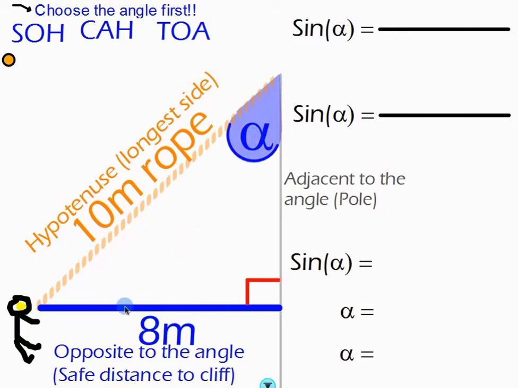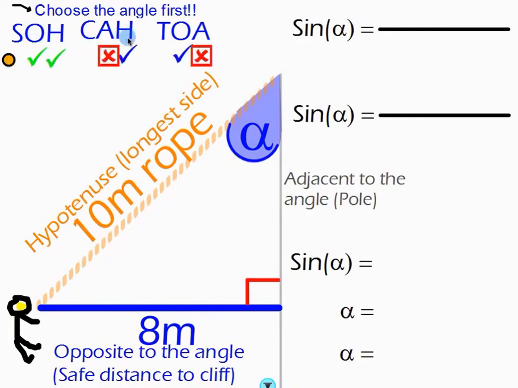So this is opposite. So this is therefore the pole is the adjacent, and the longest side, the rope, is the hypotenuse. So the hypotenuse is 10 meters because the rope is 10 meters long. The distance from the pole to the edge of the cliff is 8 meters. So we know the hypotenuse and we know the opposite. So which trig function do we use?